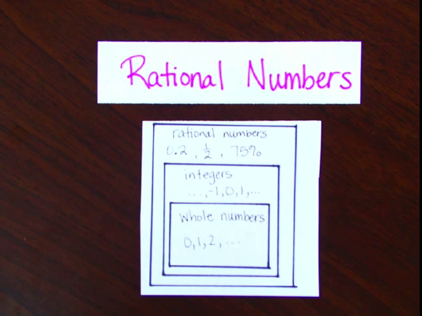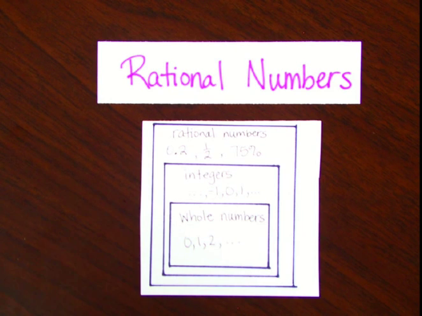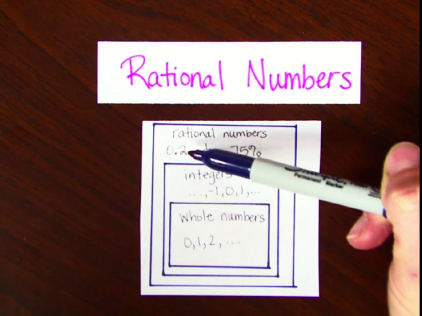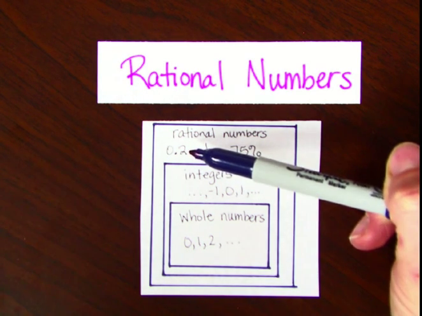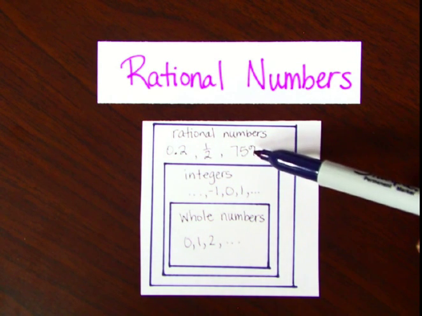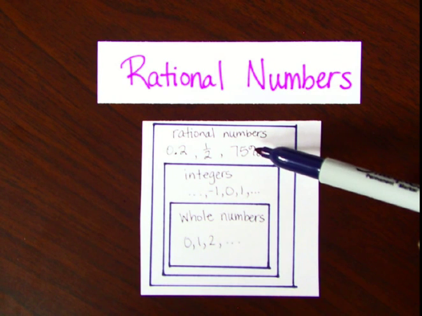Rational numbers. This visual will give you a description of what a rational number is. A rational number is a number that can be written as a ratio with any integer on top as the numerator and any integer except 0 on the bottom as the denominator. So rational number examples are 0.2 because it's really 2/10, 1/2, and 75% because remember percents are per 100.